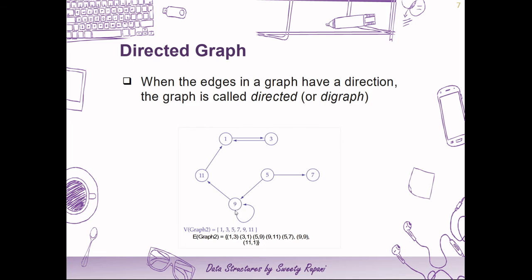Cycle means when an edge starts from a node and ends on the same node, we refer to it as a cycle. So again, this is one of the edges of the graph. This is how we represent the edges of the graph, as a set of pairs. (1, 3) represents the edge moving from 1 to 3. (3, 1) represents the edge moving from 3 to 1, and so on. You can see over here (9, 9) shows this cycle: an edge starting from node number 9 and ending at node number 9.